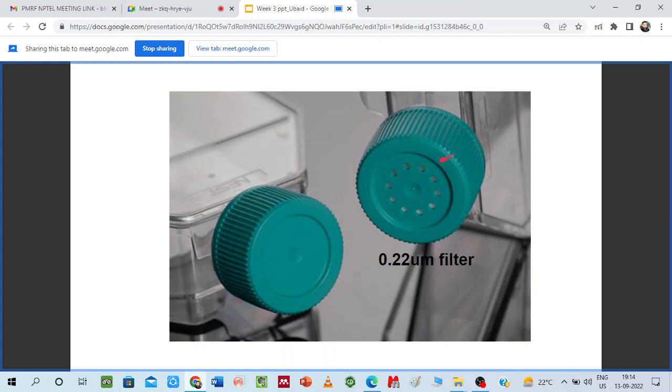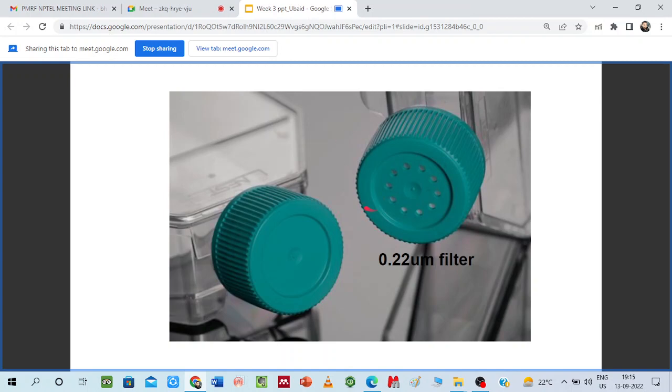But usually in cell cultures nowadays, for placing the flasks in the incubator, usually flasks with vented tops are purchased. These vented tops have a filter of 0.22 micrometer. Through this 0.22 micrometer filter only gases like CO2 pass, but no microbes will pass from outside to inside of the flask.